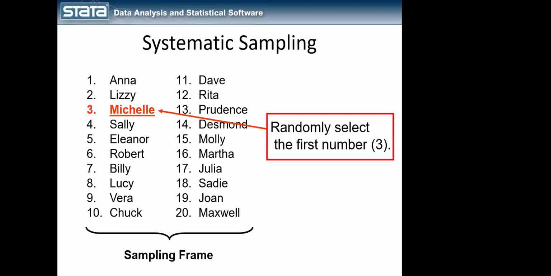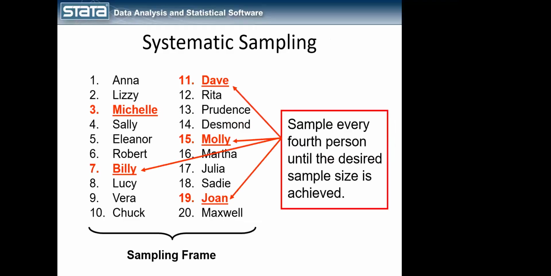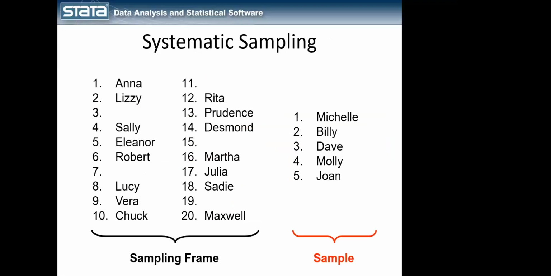First up is systematic sampling. So let's say we had that same sampling frame. What we could do is pick a random starting point. Let's say we pick the number 3 as our starting point. And then we're just going to systematically select every 4th person in the list until we get to a sample of size 5. So that's a way to do a systematic sample. And in this case, we would end up with these 5 people on the right.